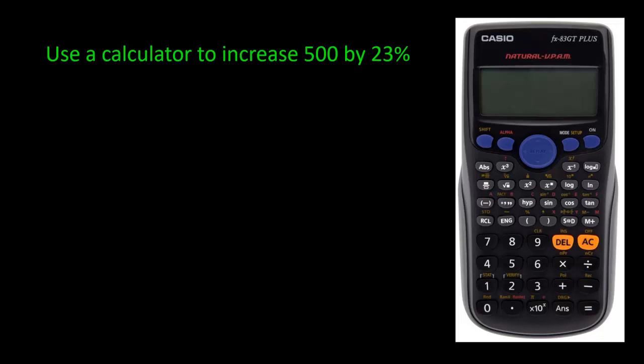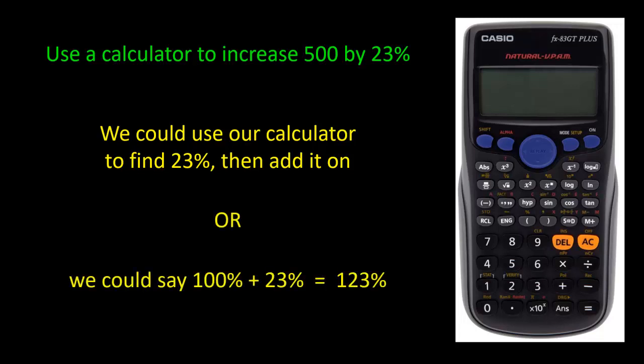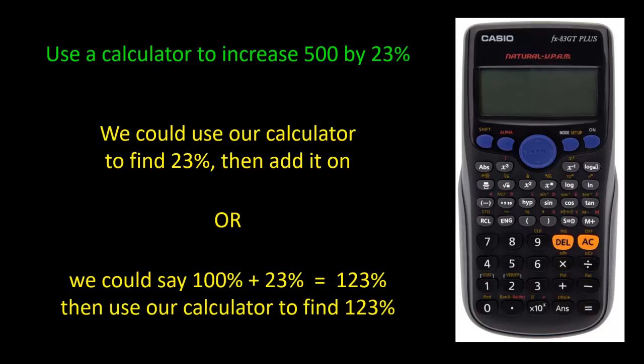How do we use a calculator to increase 500 by 23%? Well, we could use our calculator to find 23%, which we learned in the first part of this video, and then we could just add it on. Or we could do it a slightly cleverer way. We could say, well, it's an increase, so 100% plus 23% is 123%, and we could use our calculator to find 123%. If you don't like that method, just ignore it, don't worry about it.